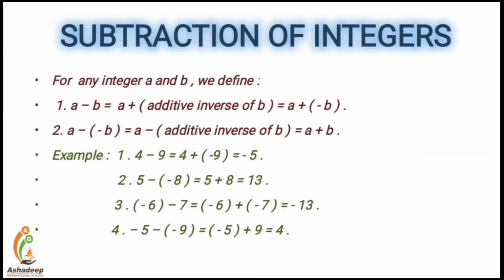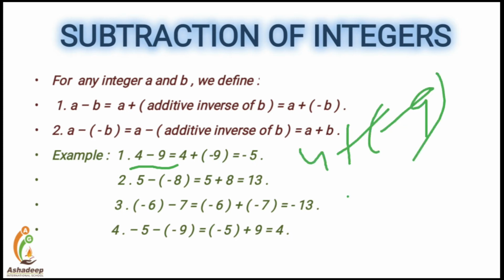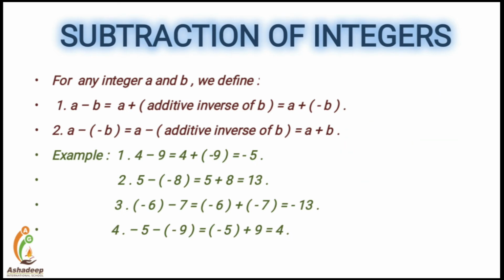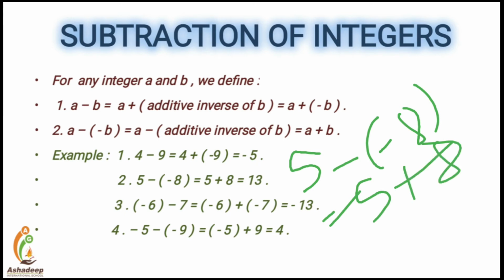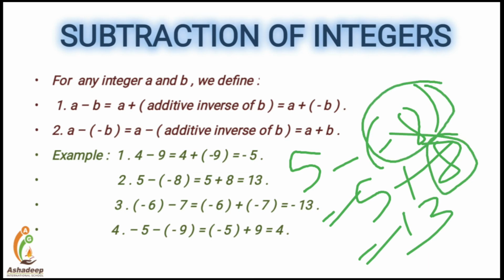Let's illustrate with the help of an example. Here 4 minus 9. So we can write it as 4 plus minus 9. That is, the answer is minus 5. Then in the next example I took 5 minus minus 8. So it becomes 5 plus 8. So here the additive inverse of minus 8 is 8. So this minus minus sign turns into plus. And we have to add the integers, that is 5 plus 8, 13.